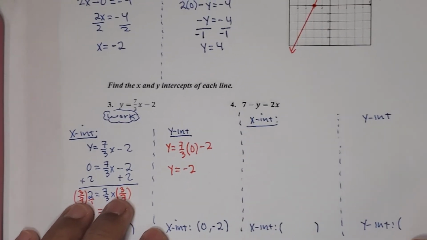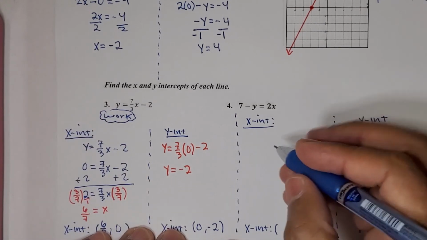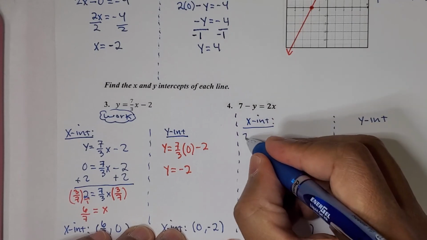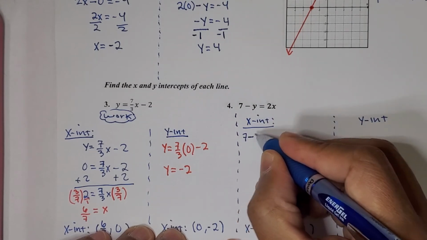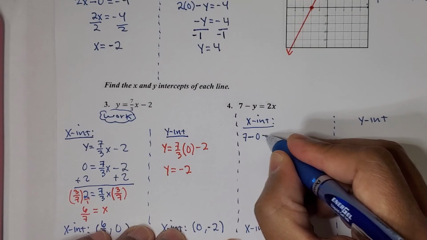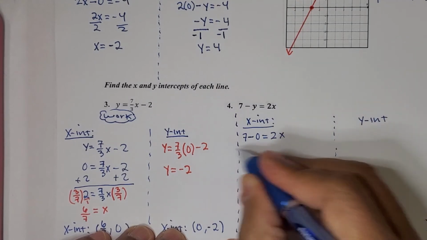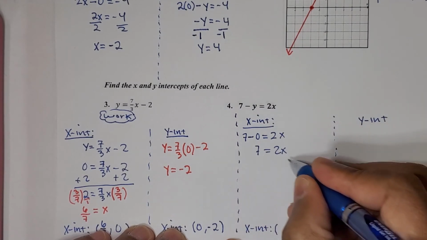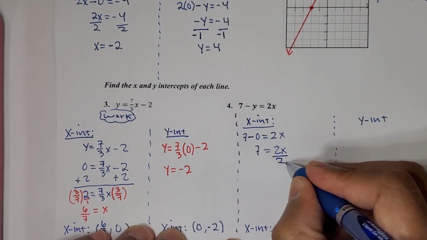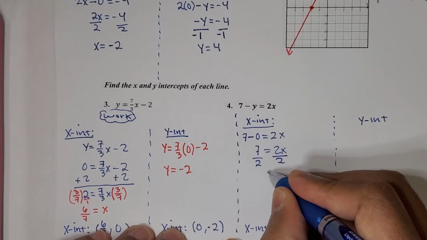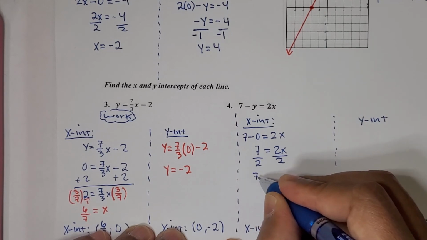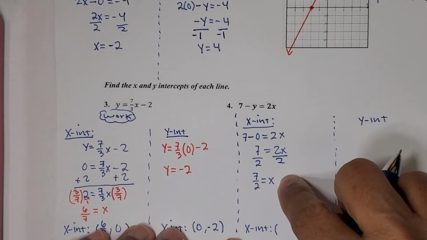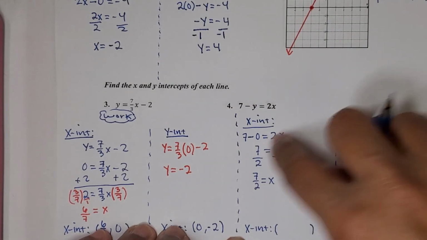So last example here. Okay, so again, this is 7 minus y equals 2x. I'm going to set y equal to 0, and I'll just copy this. So 7 minus y is going to be 0, and that equals 2x. 7 minus 0 is 7, so 7 equals 2x. Next, I'm going to divide by 2. So in the end, I'm going to have that 7/2 is equal to x. So this is the x coordinate, okay, and the y coordinate is going to be 0.